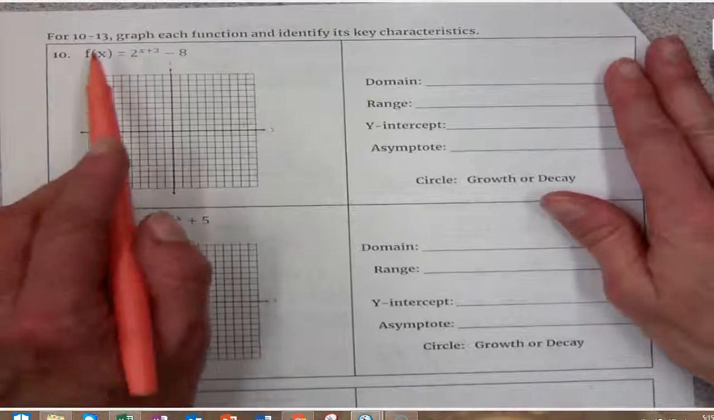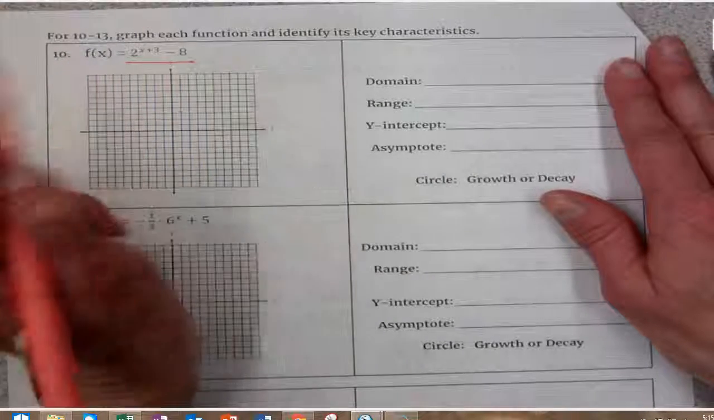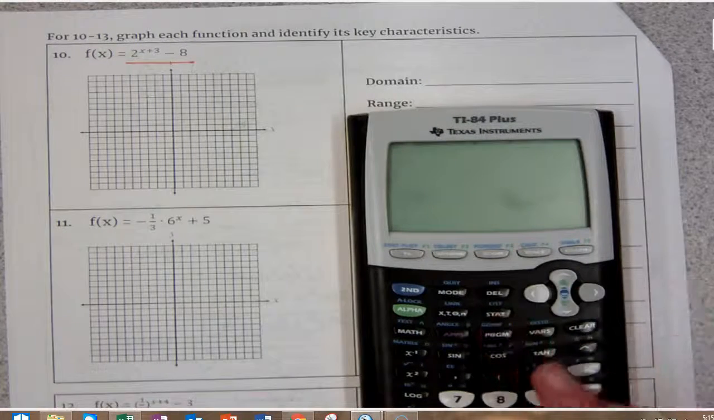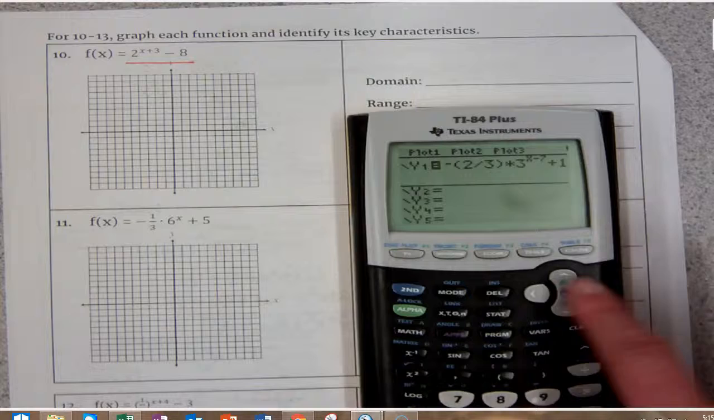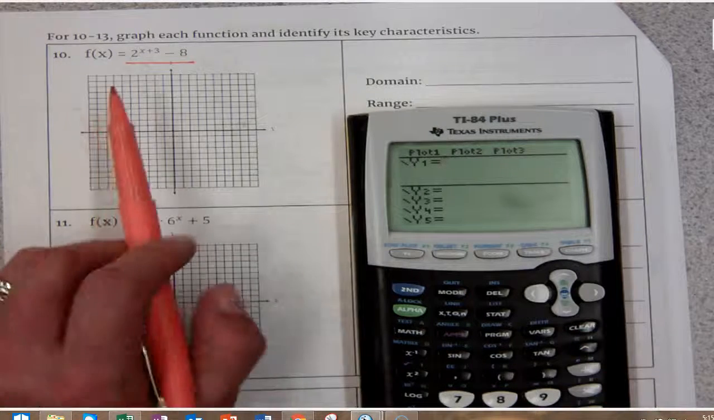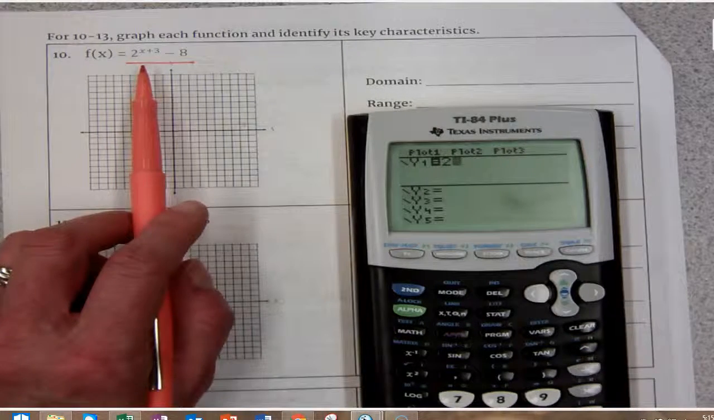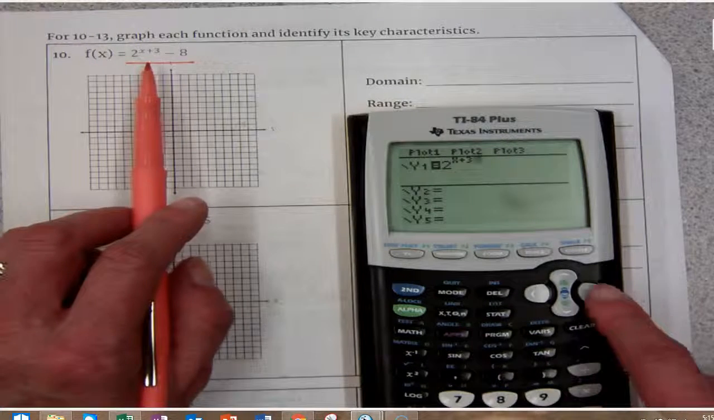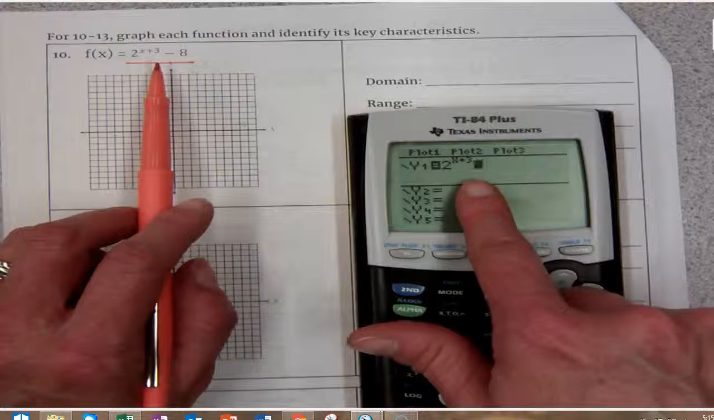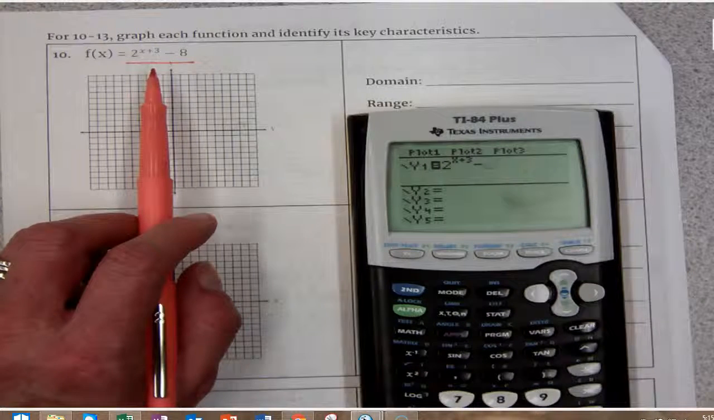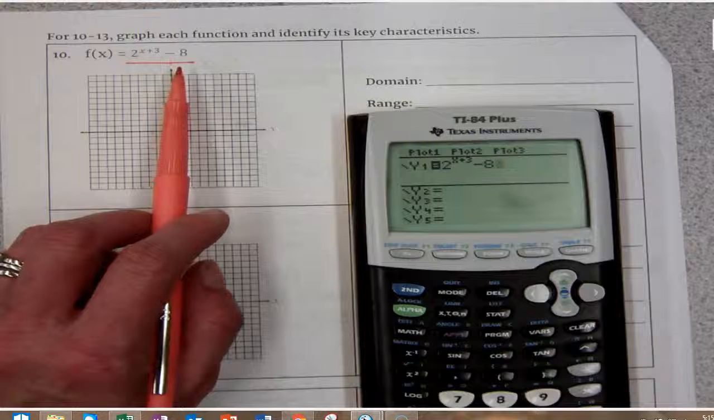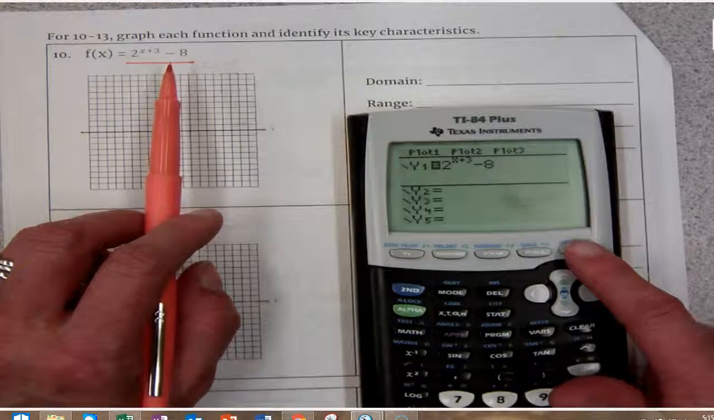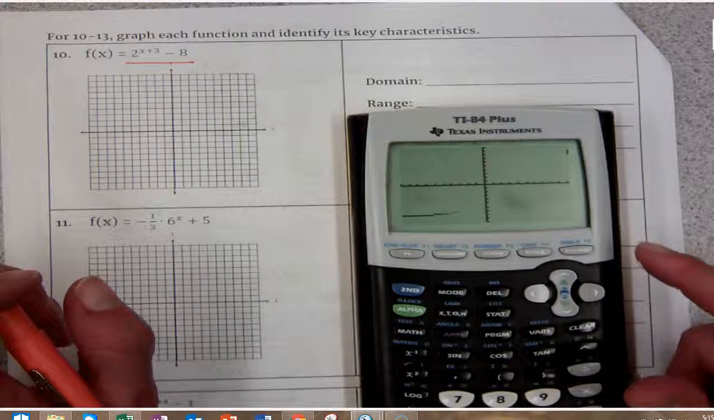Okay, so I'm going to look at this and I'm going to plug in my y equals 2 raised to x plus 3. And I have to get back down to where it's not in the exponential, minus 8. So there's my equation. I'm going to graph and see what it looks like.